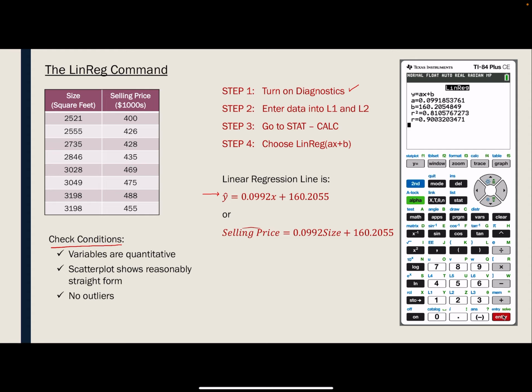Some people, instead of using the x and y, they like to use the names of the variables, or maybe the first letter of the name of the variable. The first letter for both of these is S, so that wasn't really a good choice. But we could put the hat over the entire variable name, which is selling price, and then put size instead of X. This does make it a little bit easier to interpret your model when it comes to those questions.